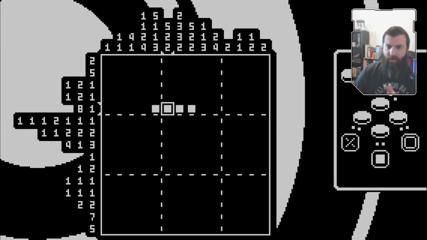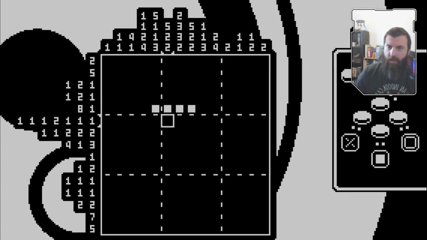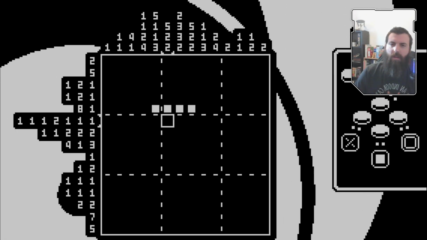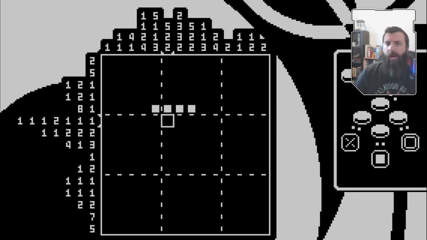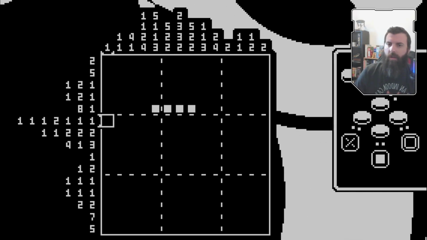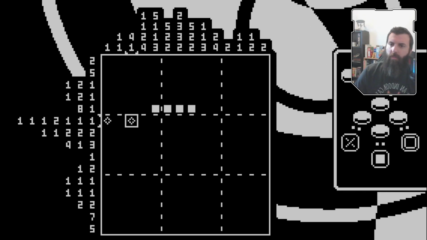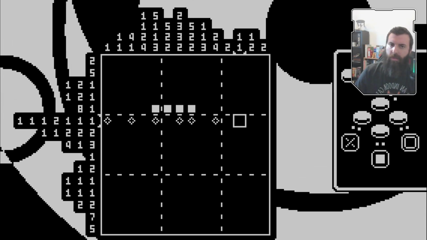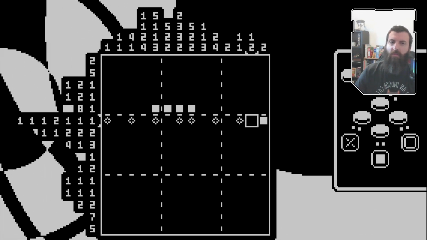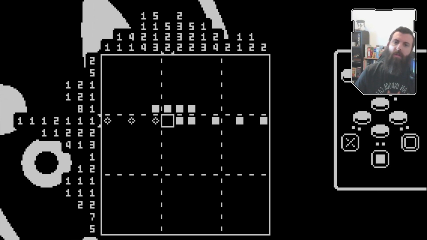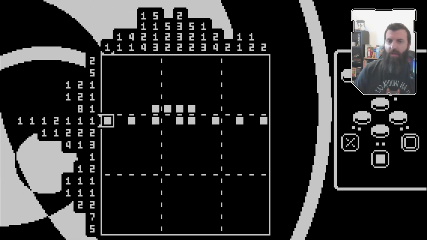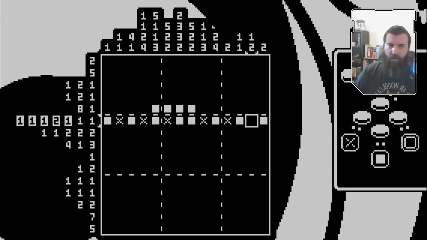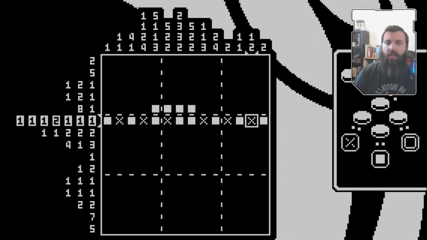Fortunately doesn't super help us. Alright, let's do 1 space, 1 space, 1 space, 2 space, 1 space, space 1. Alright, only one solution for this row. I'm sure that someone smarter than me would be able to look at that and know, but I can't do it in my head that fast.